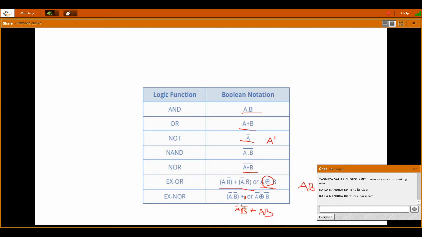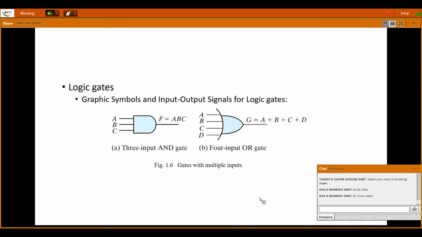Okay, so it is missing here. A bar B bar plus AB is the expansion of the XNOR expression, and symbolically you can write it as A XOR B whole bar. Okay, so this is the overall table.